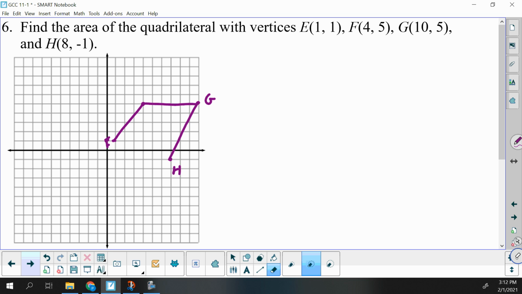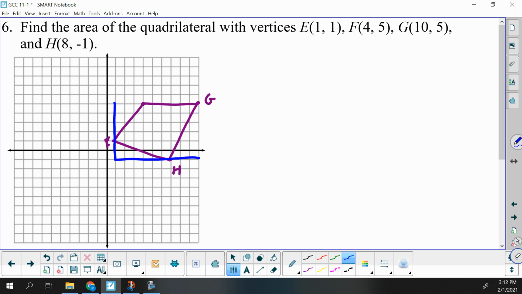So notice this is not any of our nice figures. So what your strategy is when it is not a nice figure is to make a rectangle around the figure. The left side of our rectangle should be the furthest point to the left. So we're going to make our left side here. The bottom side should be wherever the furthest point down is. The right side should be wherever the furthest point right is.